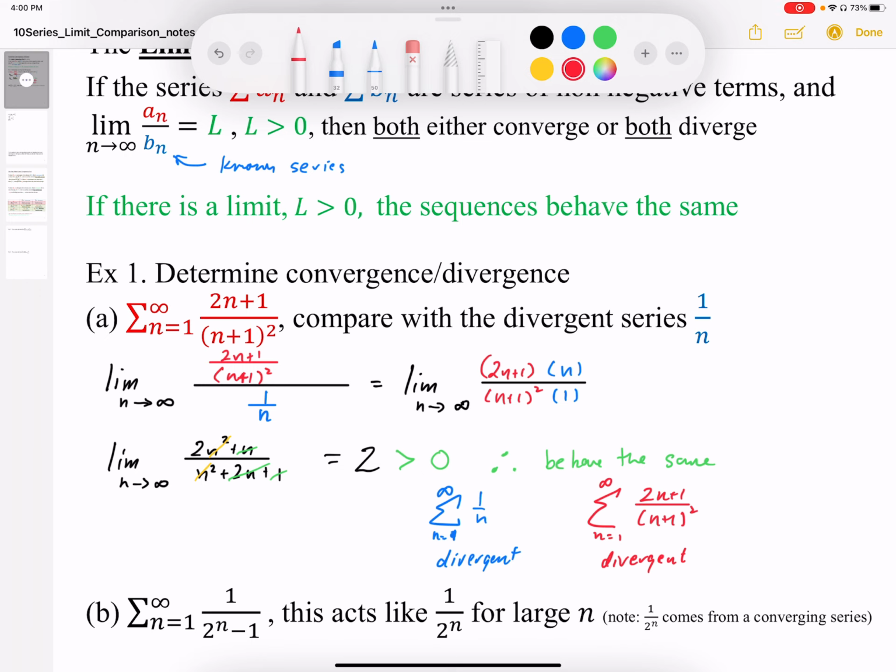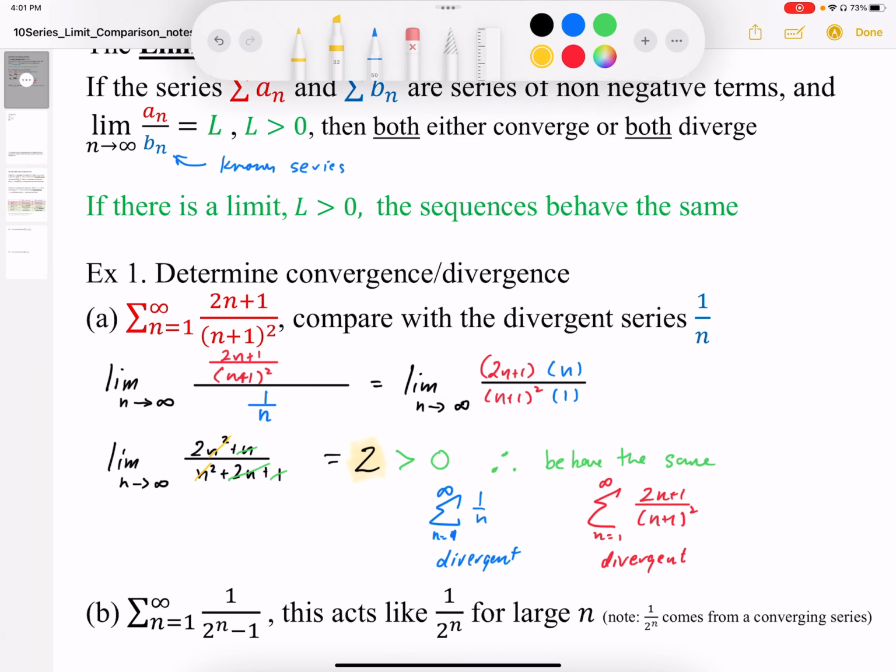So when we're doing this, we're testing the nth term, and we're going to do this in a ratio. We're going to apply a limit to infinity, and we're looking for the result to equal some non-zero number. If that's the case, then we say that they behave the same. So if one converges, the other converges; if one diverges, the other diverges.